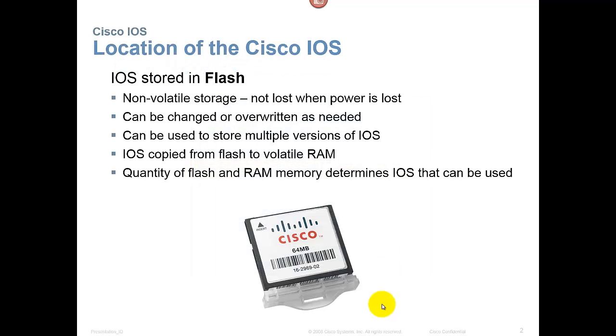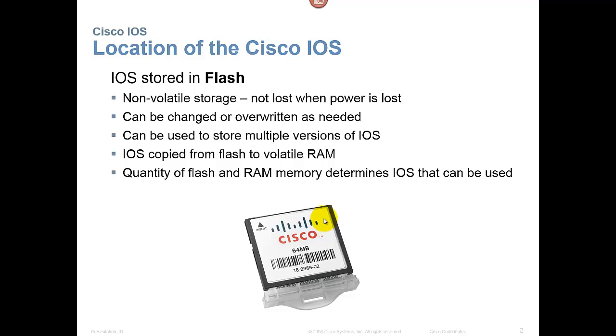Location of the Cisco IOS. The IOS is stored in flash. Here's an example of a compact flash card that you might find in the backside of a Cisco router. It is non-volatile storage, meaning it's not lost when the power is lost, can be changed or overwritten as needed, and can be used to store multiple versions of the IOS.